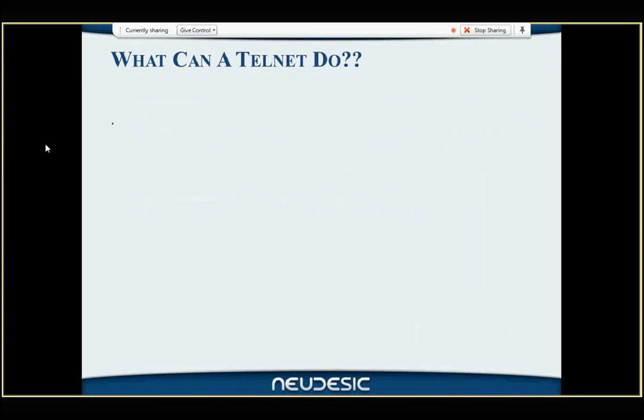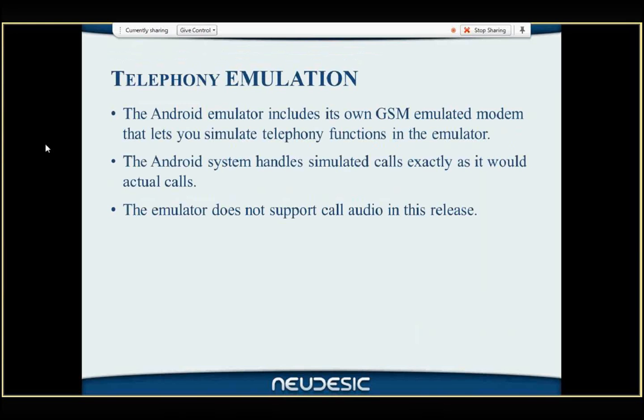The Android emulator includes its own GSM emulated modem that lets you simulate telephony functions in the emulator. For example, you can simulate inbound phone calls and establish or terminate data connections. The Android system handles simulated calls exactly as it would for actual calls. However, this emulator doesn't support call audio in this release.